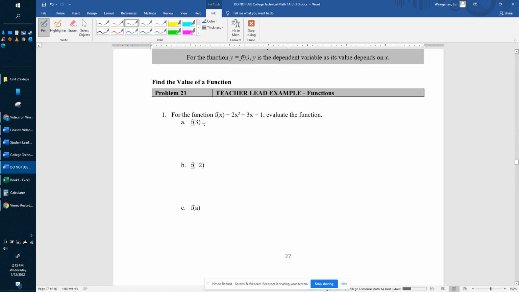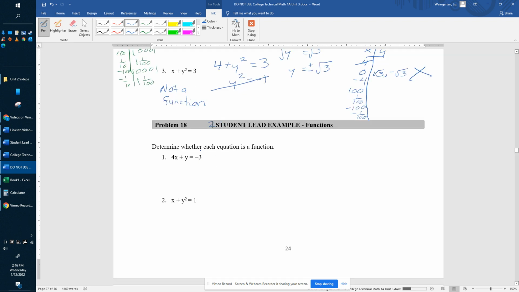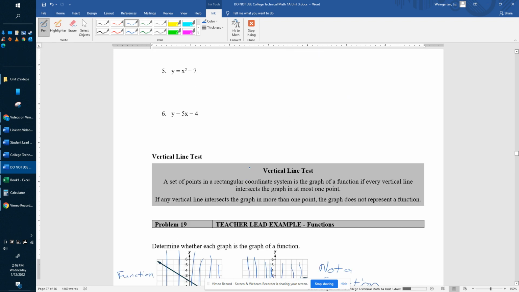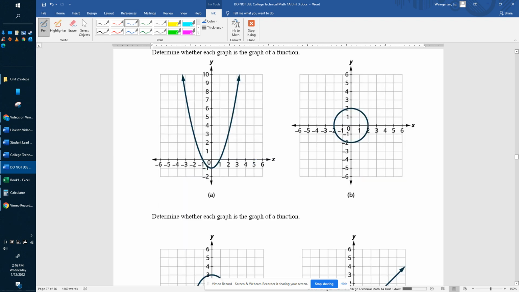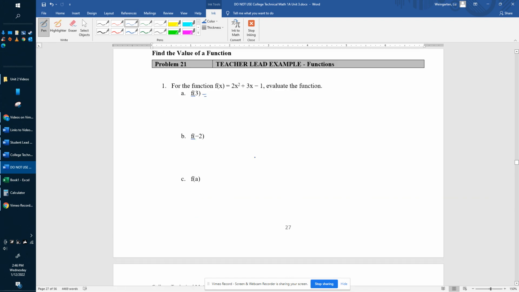So f of 3 equals 2. Oh goodness, my computer's gone crazy again. Sorry guys, making you dizzy.